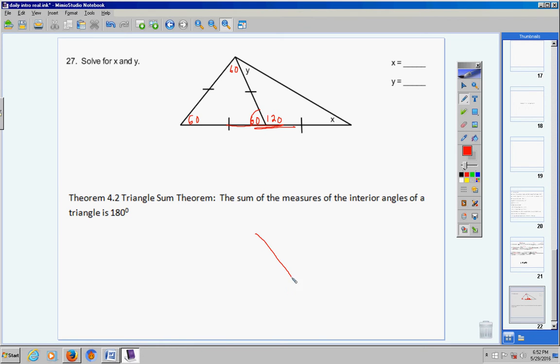So here's what you have. You have a triangle that looks like this. The angle right here is 120. Notice this side here is congruent to this side here. And we have y and x here.